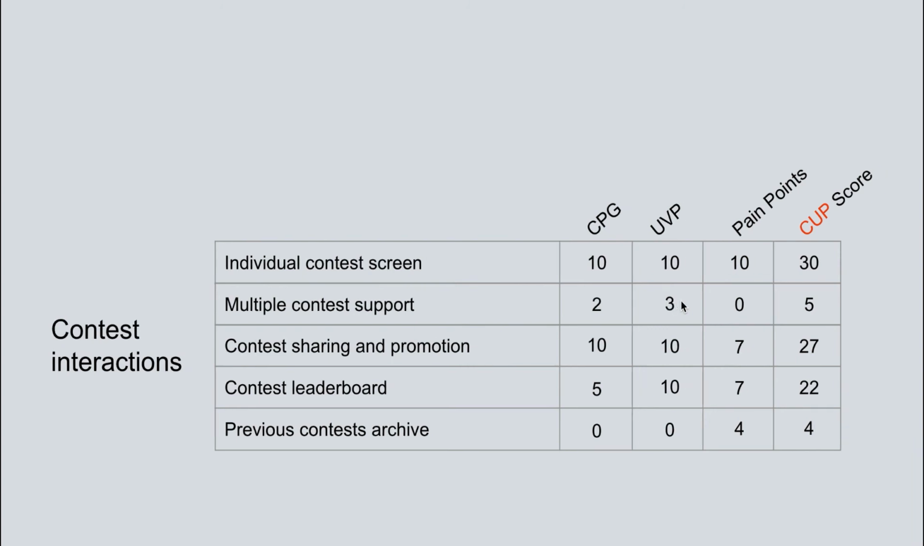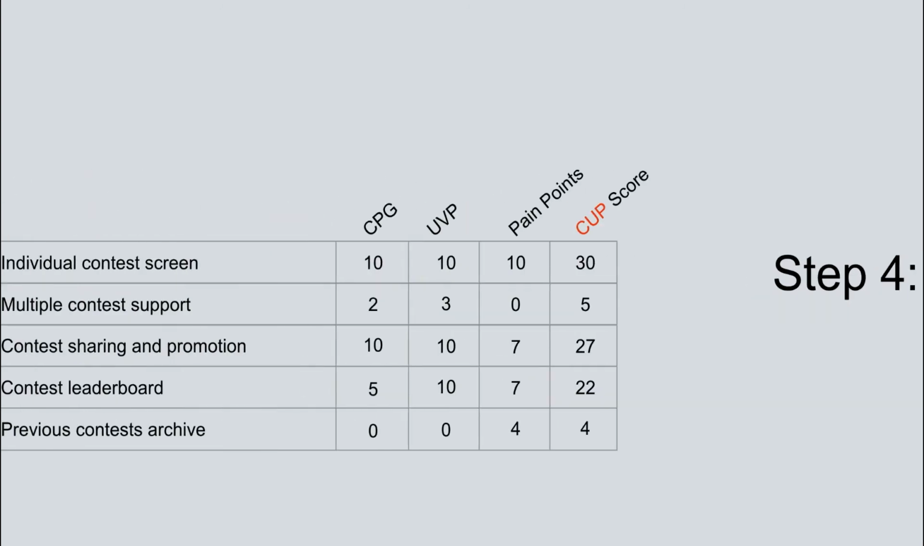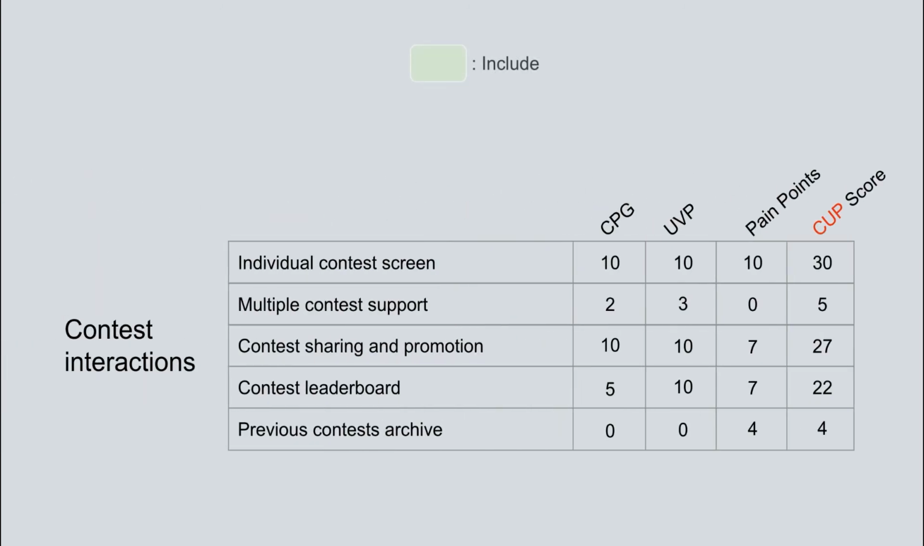Now that we've finished grading, we can move on to deciding which features and tasks to include. Now, scoring was the hard part. Deciding what to include and what to exclude is usually easier. Let's start with the first one, individual contest screen. This is a no-brainer. We're definitely including that.